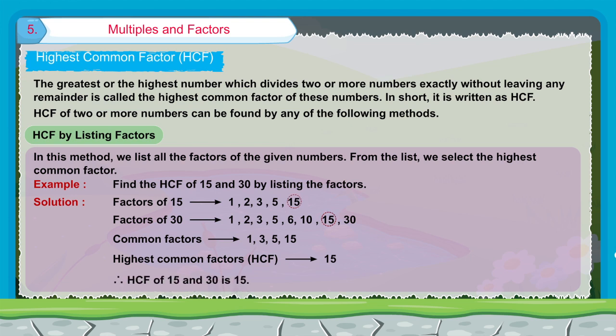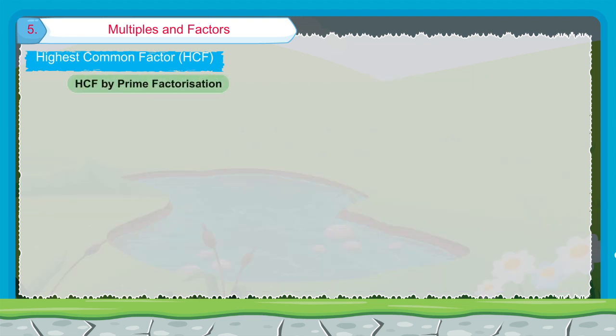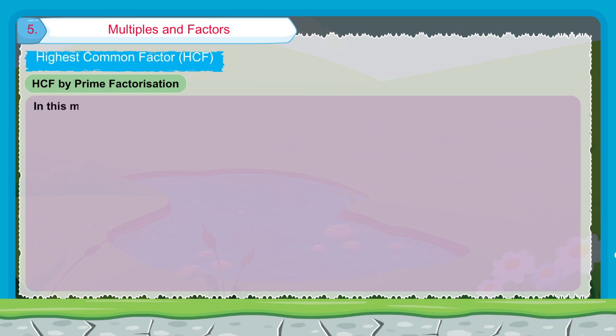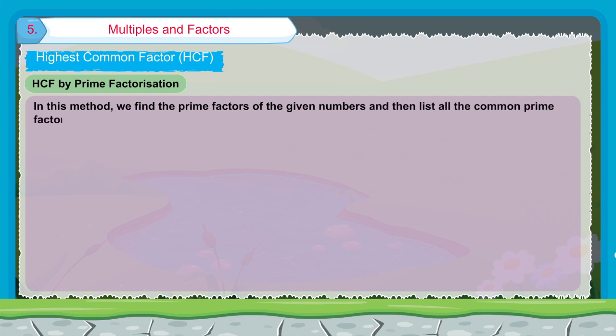Therefore, HCF of 15 and 30 is 15. HCF by prime factorization. In this method, we find the prime factors of given numbers and then list all the common prime factors. The product of all the common prime factors will give the HCF.